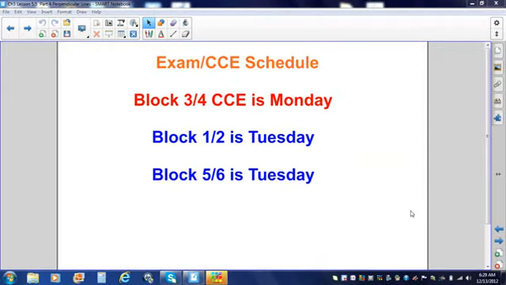Please take a moment and check out your exam or CCE schedule for Algebra Math Plus. Block 3 and 4, your CCE for Algebra will be Monday. Blocks 1 and 2, blocks 5 and 6, your CCE will be on Tuesday. Don't forget your CCE, or math semester exam, does count for a grade, so it's important that you do your best when you take it.